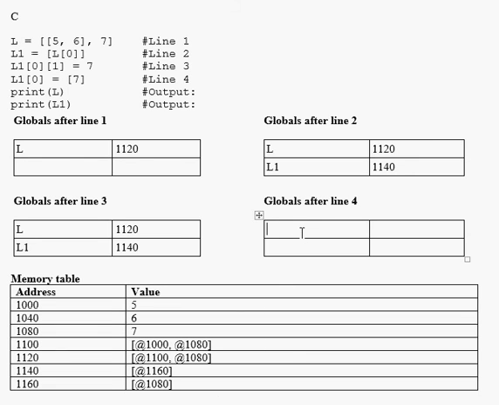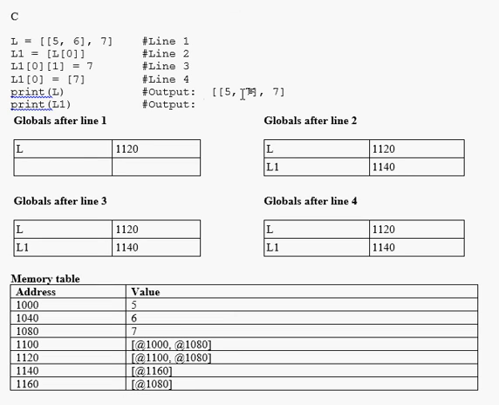Again, after line 4, the globals refer to the same things. What are the outputs? When you print L, you print the list at address 1120. That's 1100, so this list, 5, 7, and then the element 7. So the first element is the list 5, 7, and the second element is 7, and all of that is contained in a list.